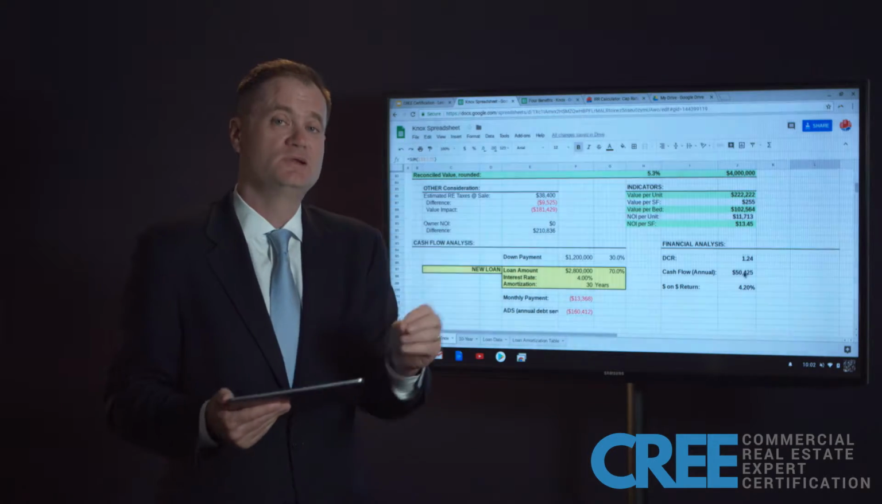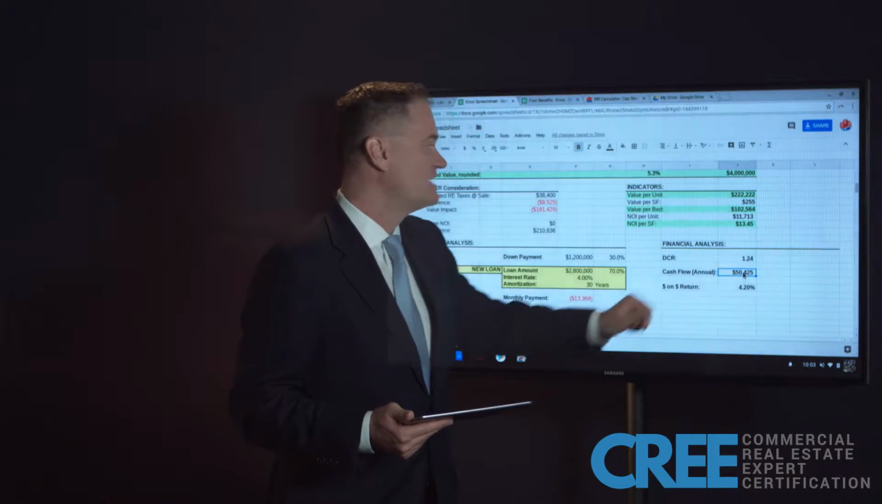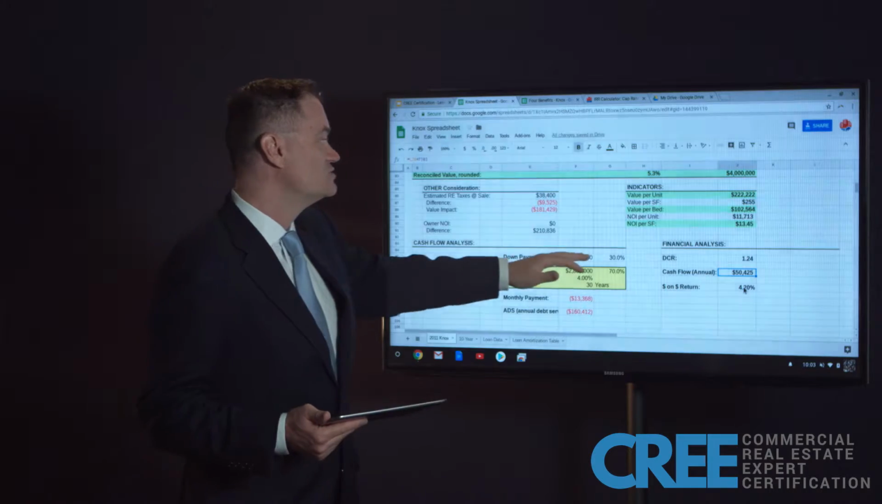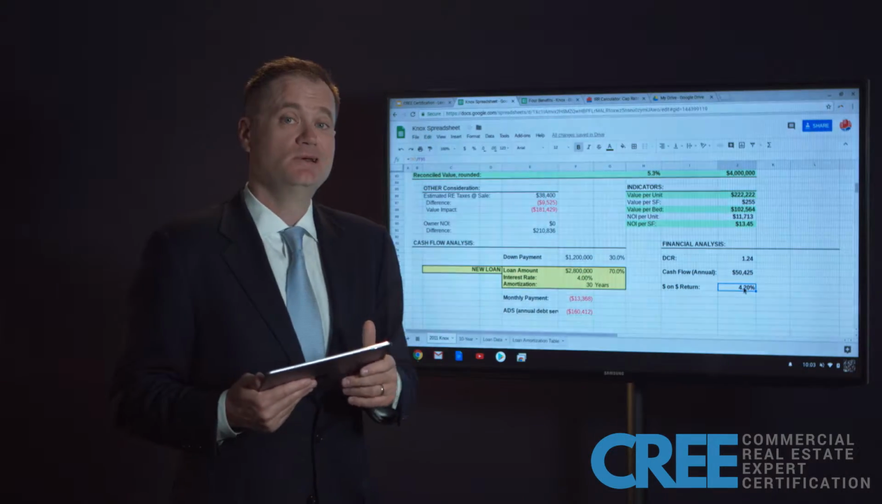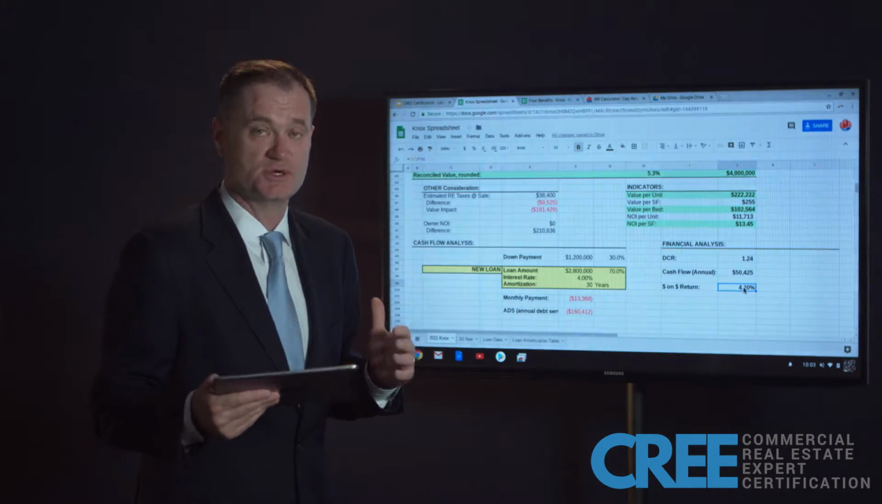And everything that we're doing is on an annual basis. So when we divide $50,425 into the $1.2 million, that equates to the 4.2% return on the investment. And that's it. That's the math to get cash on cash return.